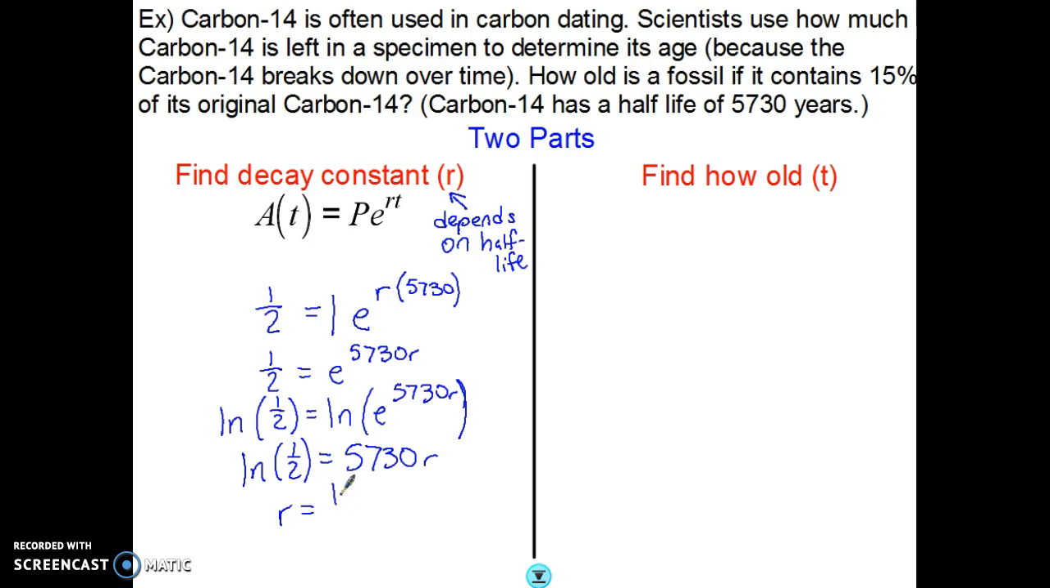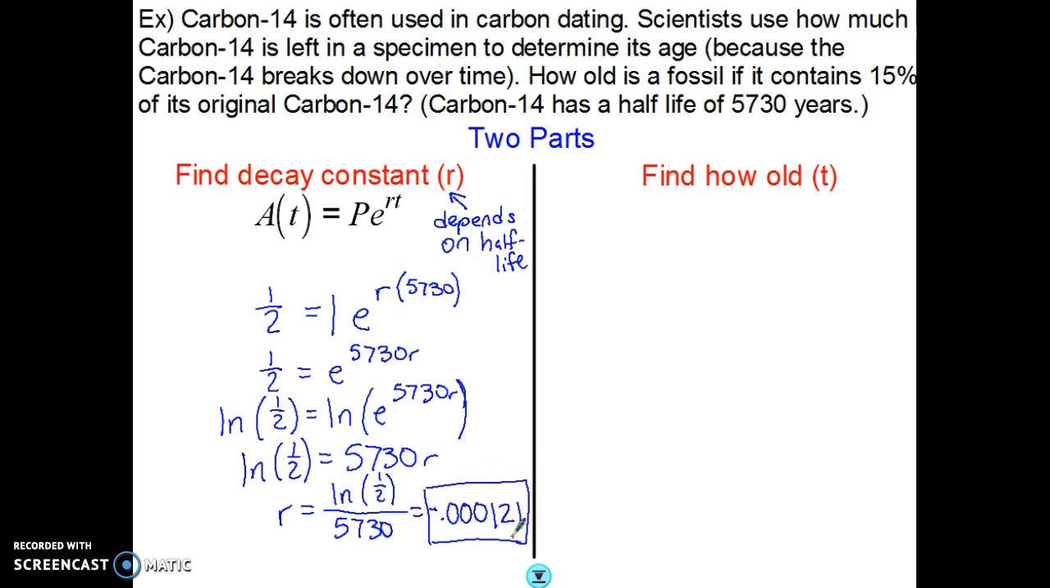Then we can finally solve for R by dividing both sides by 5,730. So R is equal to the natural log of 1/2 over 5,730, which comes out to about negative 0.000121. Hopefully it makes sense that R is negative because this is a decay process, right? We have less mass over time. So now that we have this value, that's the first thing we had to find.